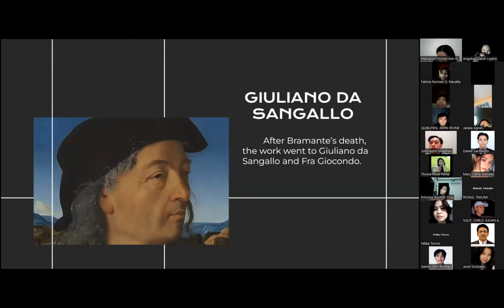The second architect was Giuliano da Sangalo. After Bramante's death, the work went to Giuliano da Sangalo and Fra Giocondo. Sangalo strengthened and extended the peristyle of Bramante into a series of arcs and order opening around the base. The base of the Western Choir and the beginning of the South Ambulatory was built in his time.